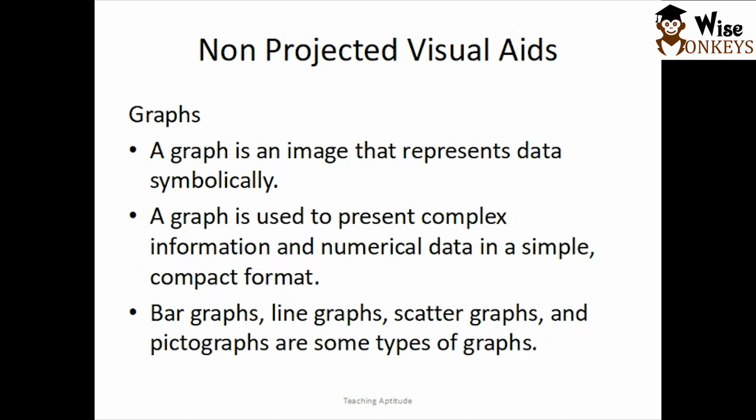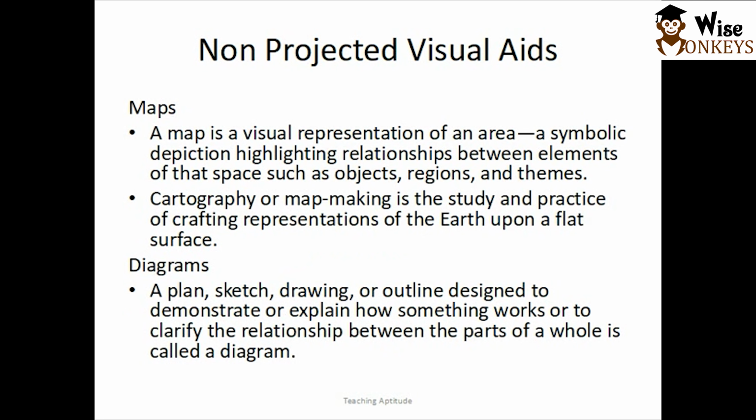Now let us move towards the two more non-projected graphic aids, maps and diagrams. A map is basically a visual representation of an area, a symbolic depiction highlighting relationships between elements of that space such as objects, regions and themes. Cartography or map making is the study and practice of crafting representations of the earth upon a flat surface.